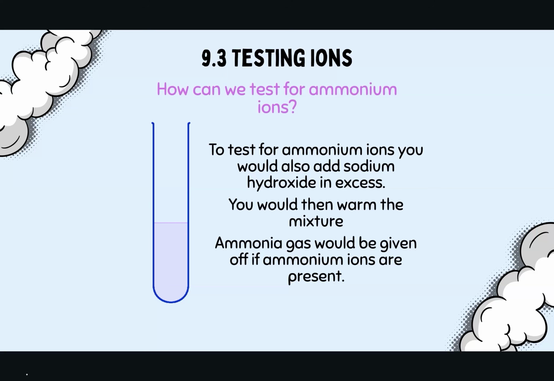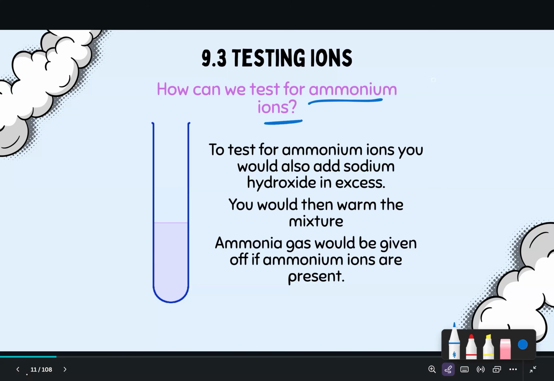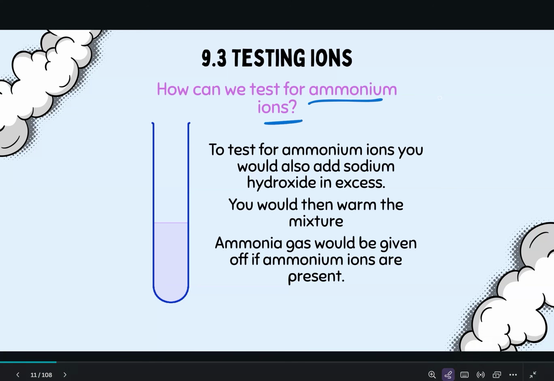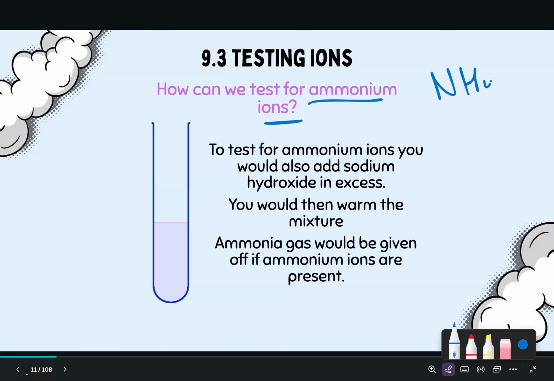So how can we test for ammonium ions? Ammonium ions are NH4+. Now, this is a positive ion, but actually it's a non-metal. But it still comes under the category of positive ions.